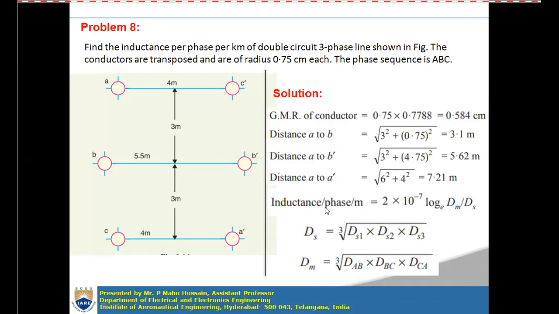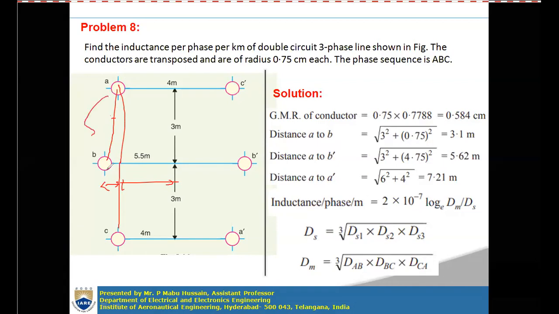Hello, sorry guys, due to some small internet problem I got disconnected. We are determining the distance from A to B. So here this distance is 2 meters, this distance is 0.75 meters, and this distance is 3 meters. So it is the square root of 0.75 whole square plus 3 square, which is 3.1 meters.